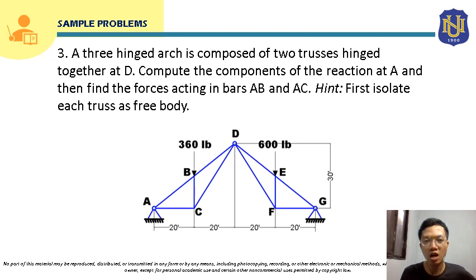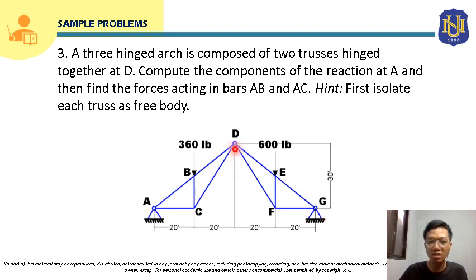A 3-hinge arc is composed of two trusses hinged together at B. Compute the components of the reaction at A, and then find the forces acting in bars AB and AC. So hint, first isolate each truss as free body. Okay, so we are going to apply method of members here in such a way that we are going to disassemble. Okay, we are going to separate the free body diagram of the truss here at the left and the truss here at the right.